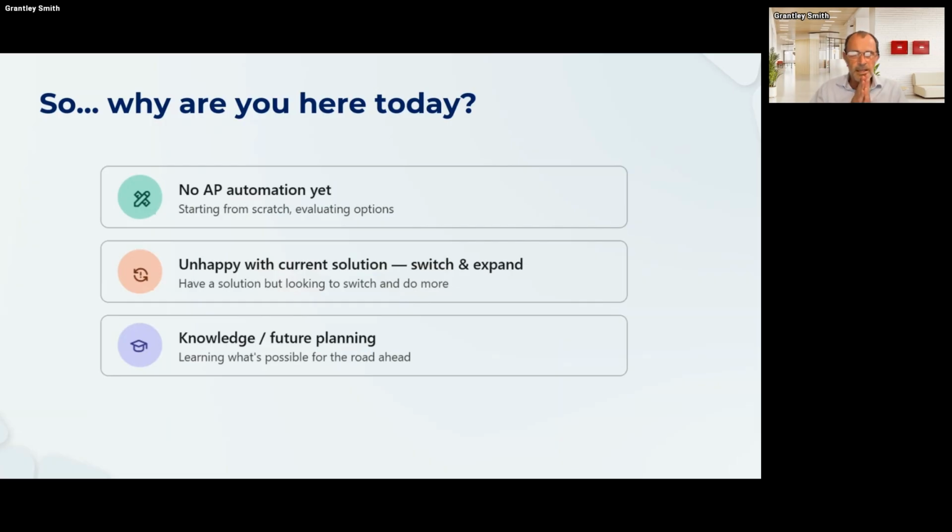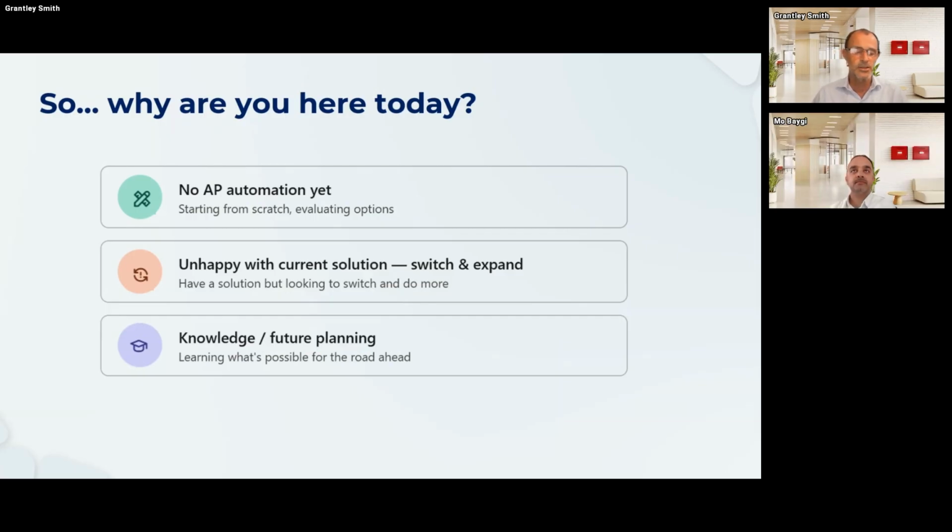So why are we here today? We typically find that attendees for these events fall into three categories. Category number one is that you currently, as an organization, maybe don't have any AP automation, and you're looking around at what is available in the market, possibly looking at ISVs, may or may not have looked directly at the functionality that you already have within F&O, but you're in an evaluation process. You haven't actually done anything yet.